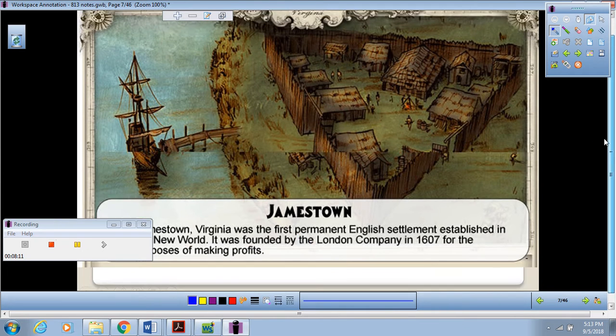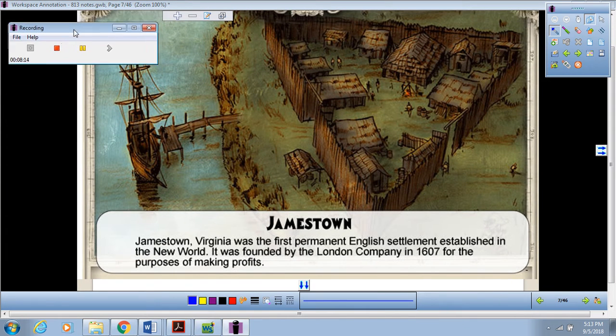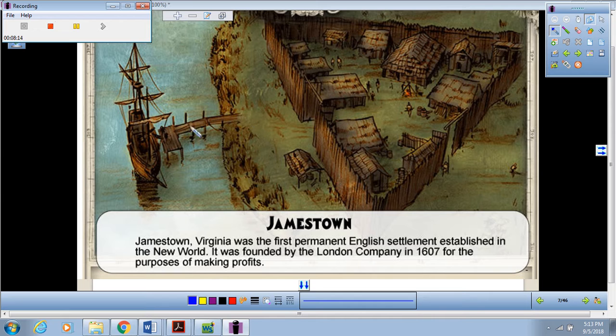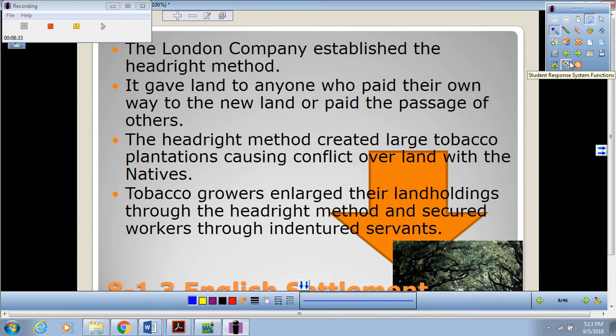Here's another picture of the fort. It shows the dock. Having access to a dock so ships could come in safely and stay the night, as well as unload their cargo, would be something that was necessary for the establishment of a successful settlement.